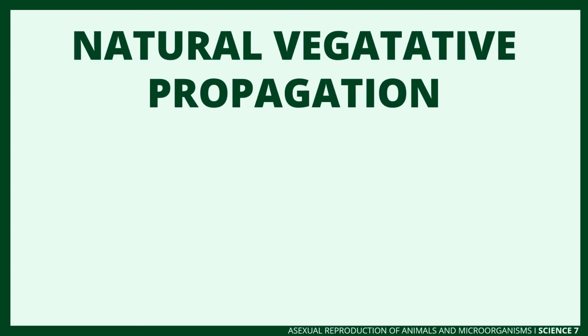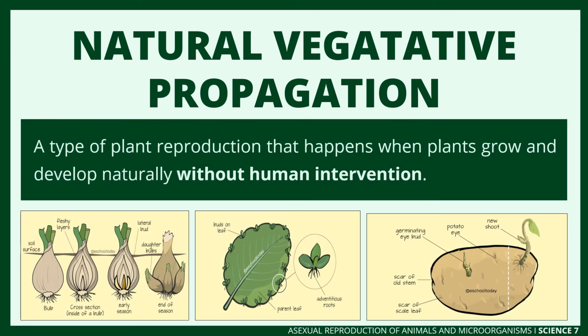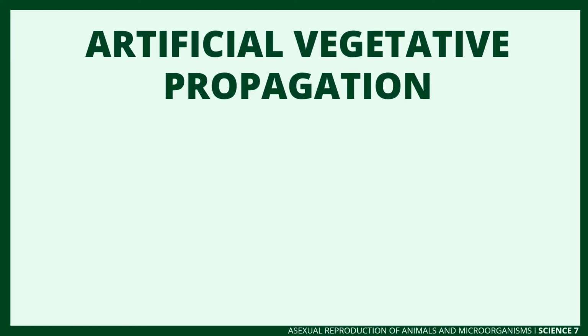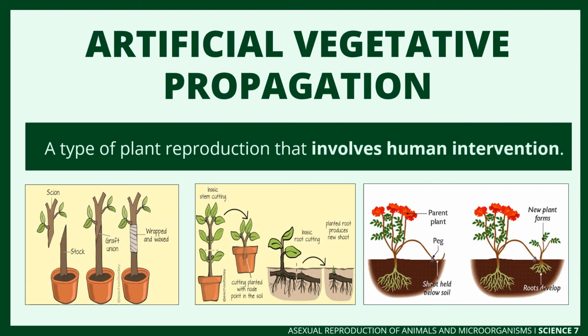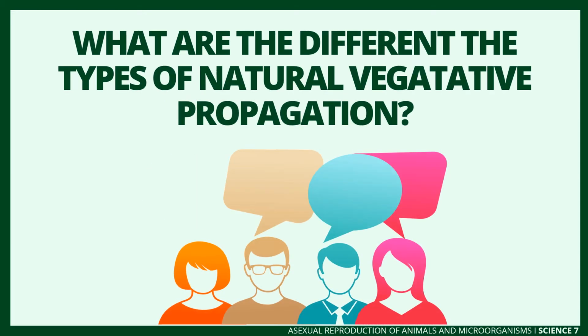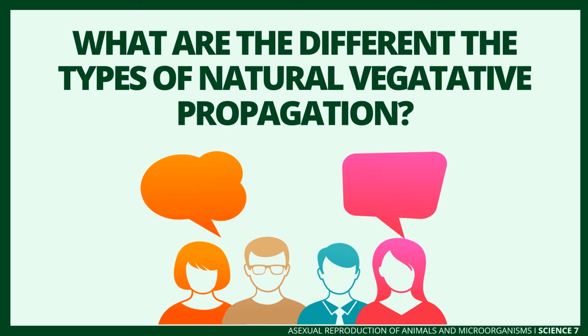Natural vegetative propagation is a type of asexual reproduction in plants where the plants naturally grow and develop without the aid of a human, and it naturally occurs in the environment. On the other hand, artificial vegetative propagation is another type of asexual reproduction in plants that involves human aid. Let's identify what are the different types of natural vegetative propagation.